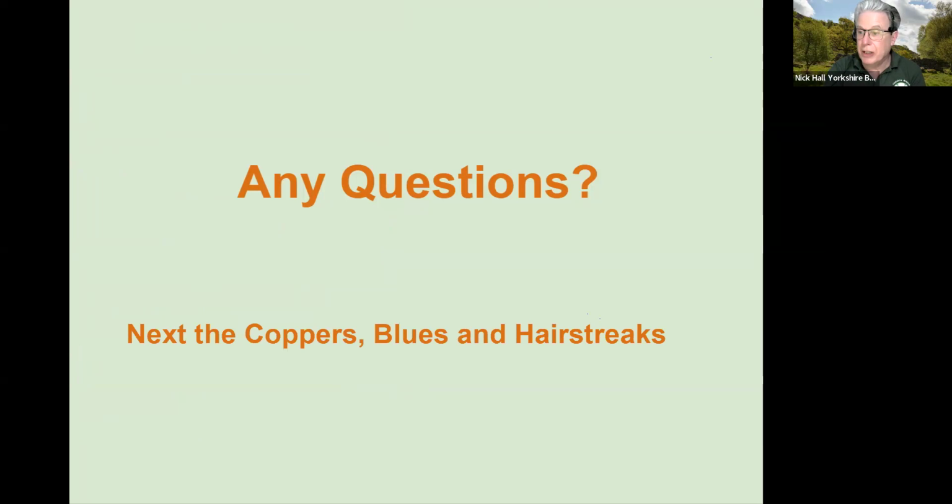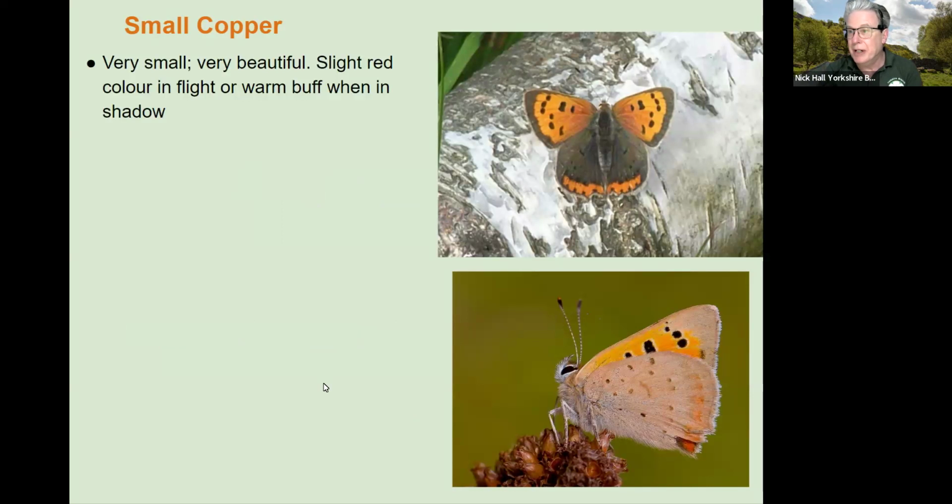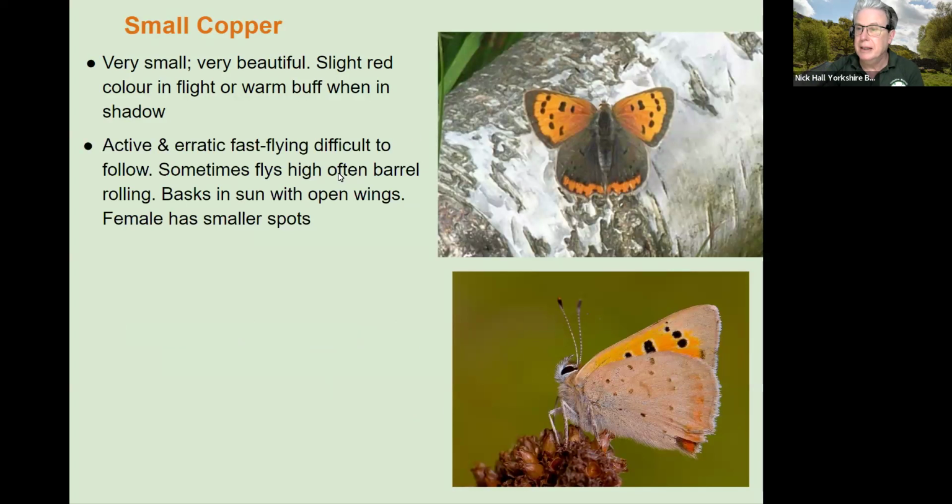Let's carry on to the coppers, the blues, and the hairstreaks, the Lycaenid family. First up is quite unique. It's very small, very beautiful, red in colour in flight, a more warm buff colour on the underside when it's in shadow. But it's our only red butterfly, which is really, really red.